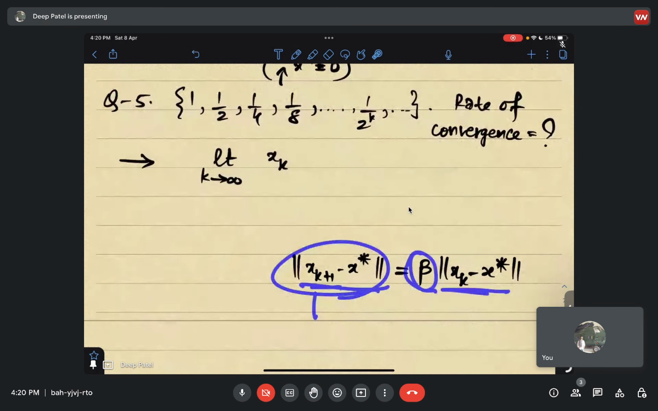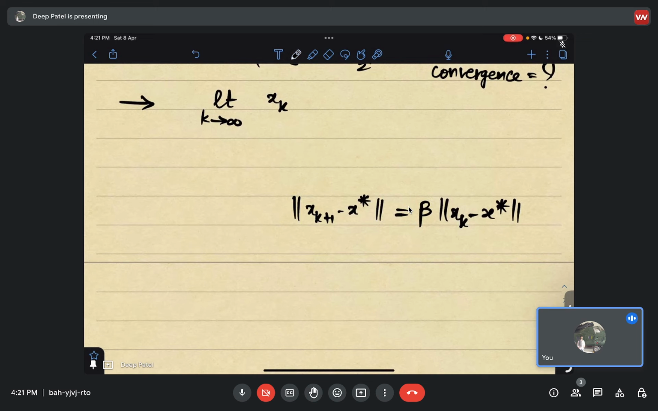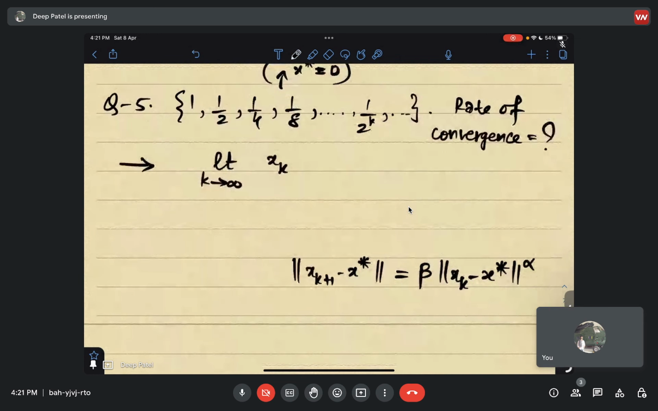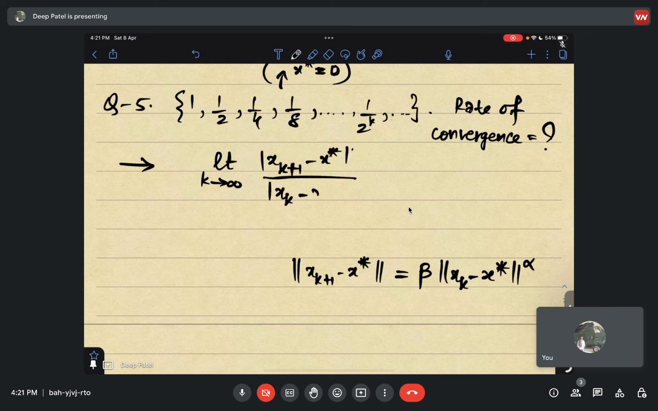Here I assume that this power is 1, but actually it can be anything. What I really want is an idea of, as a function or a power of distance from xk to x star, what is this constant beta, and for what alpha do I get that constant beta? That's all I'm saying: how fast I'm going to x star. Is x star here the limit point of the sequence? Yes.